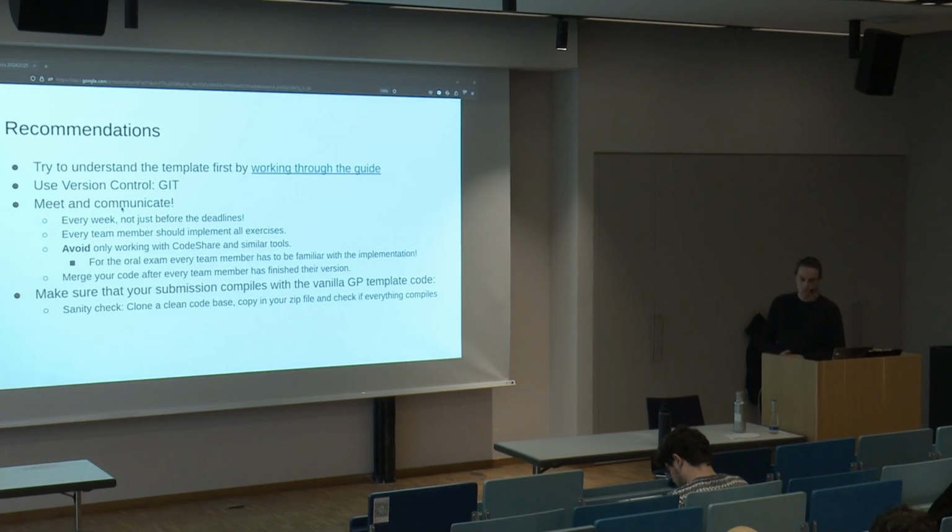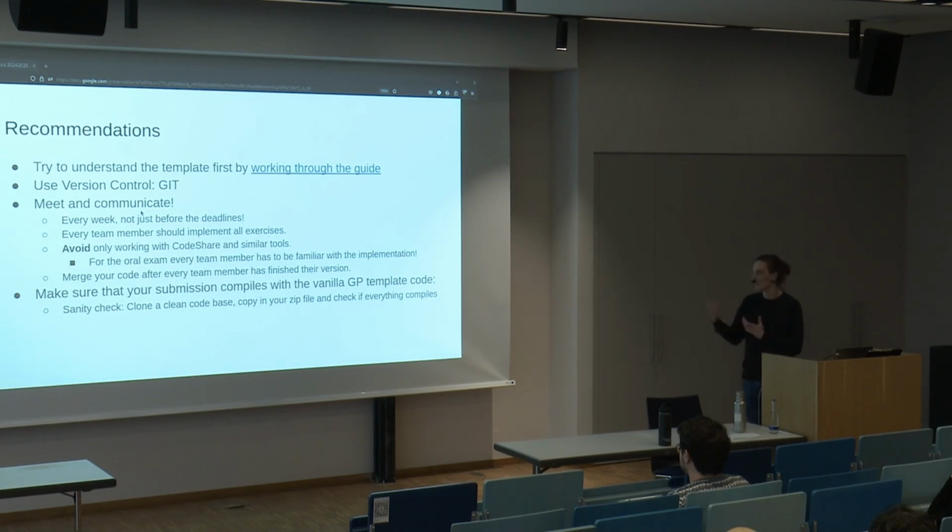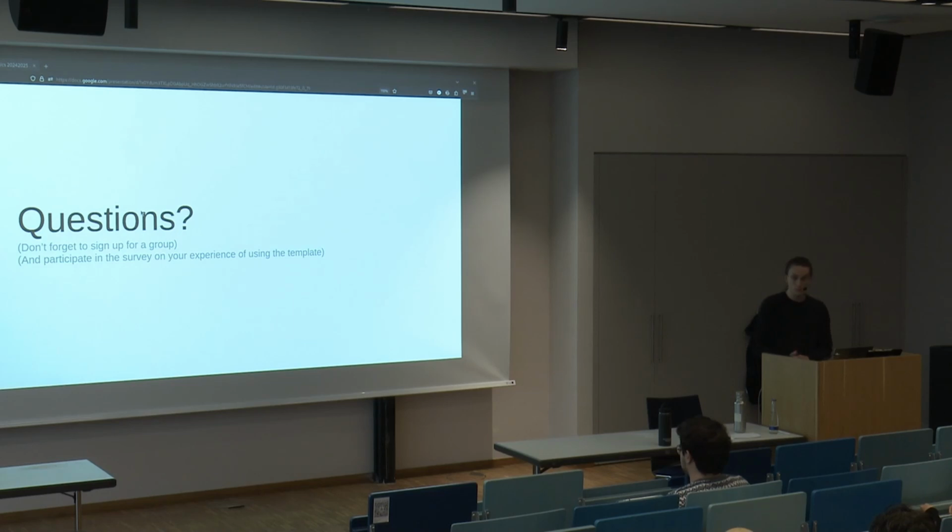Okay. And then the last requirement, when you submit your source code, make sure that it compiles with the vanilla game physics template. So probably an easy sanity check is once you have packaged up your zip file, make another clean clone from the GitHub, just paste in your source code files and see if it compiles. And if that is fine, then very likely everything is also fine for the submission. Okay, so that's the end of this programming exercise introduction.